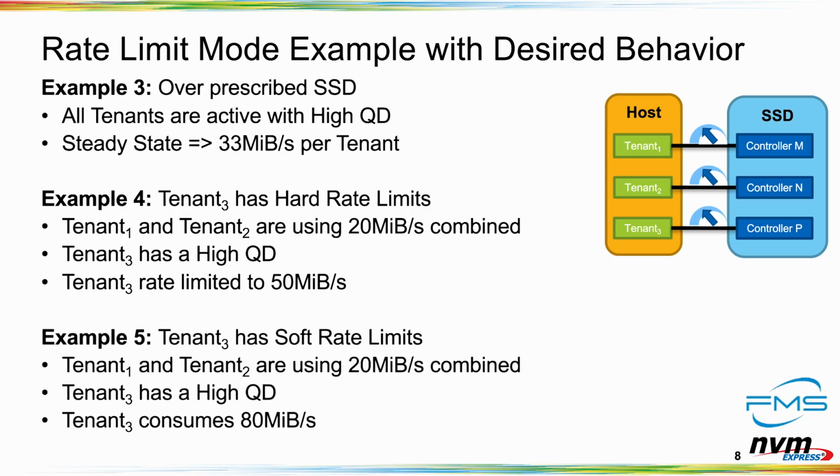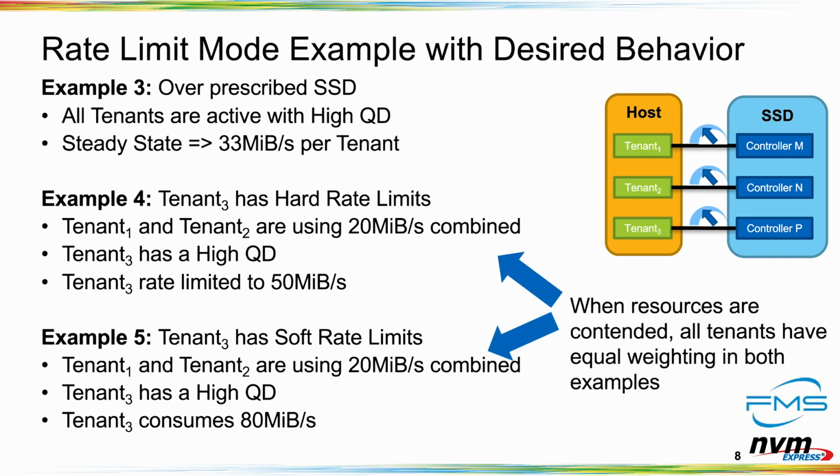Same tenant, but now we switch over to soft rate limits. Now we're going to allow that tenant 3 to flow up and get 80 megabytes per second for the performance, right? So this is one example providing a little bit of understanding more on what that hard versus soft behavior expectations would be. But when those resources are contended, we would expect that there's some equal weighting between those examples.